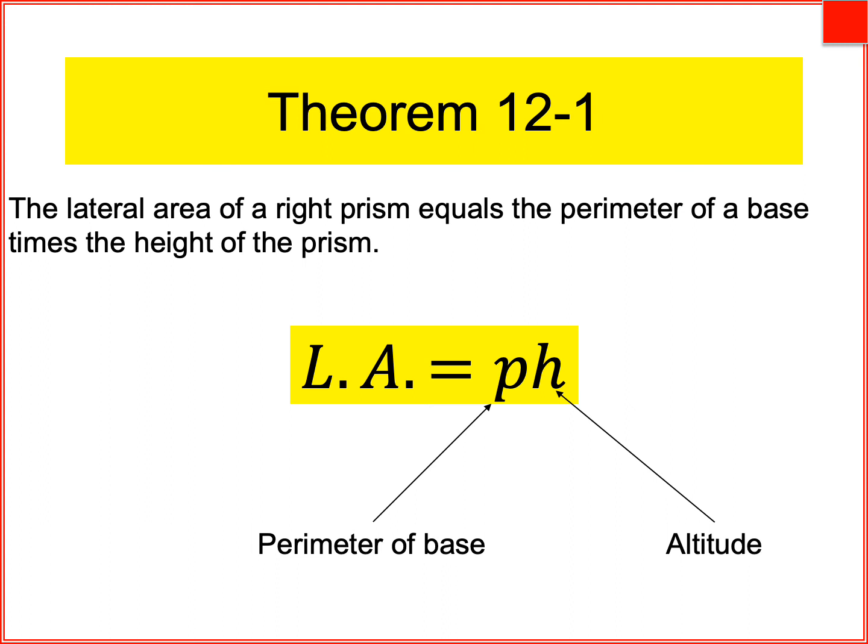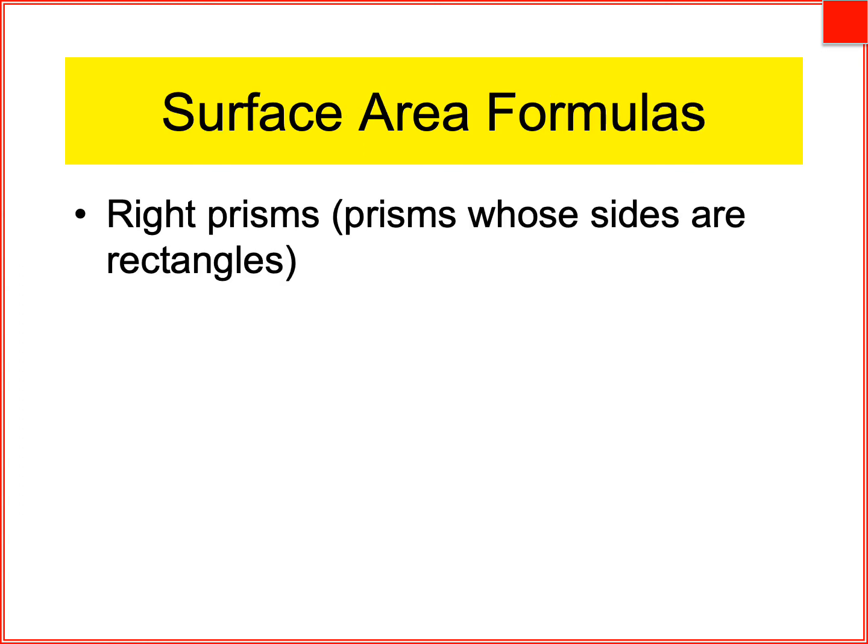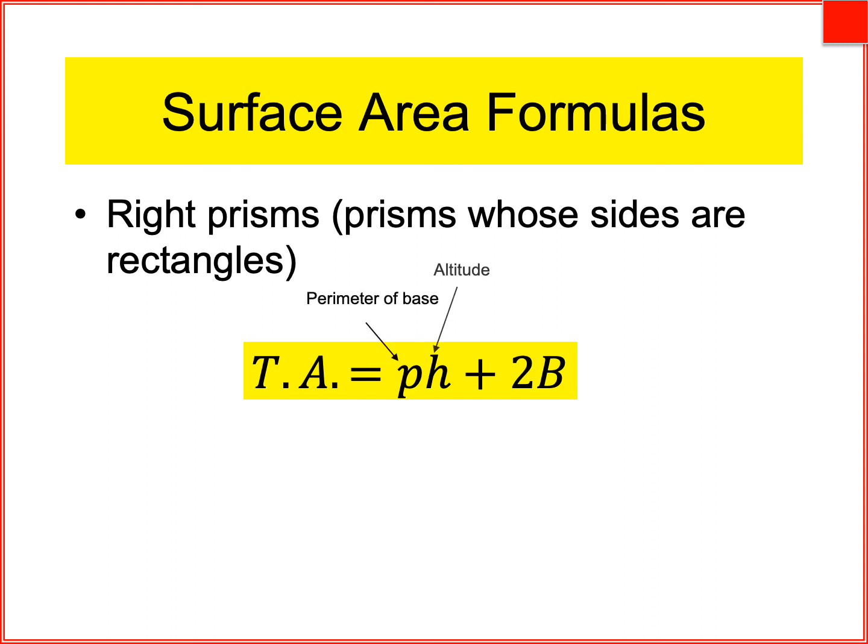Remember, the formula for surface area was lateral area plus 2 of the base areas. And you might want to write this one down. So the total area, in other words, the surface area of any right prism, is the perimeter times the height plus 2 of the base areas. So P is for perimeter, H is for height. No, they call it altitude. And then 2 times the area of one of the bases. Make sense?